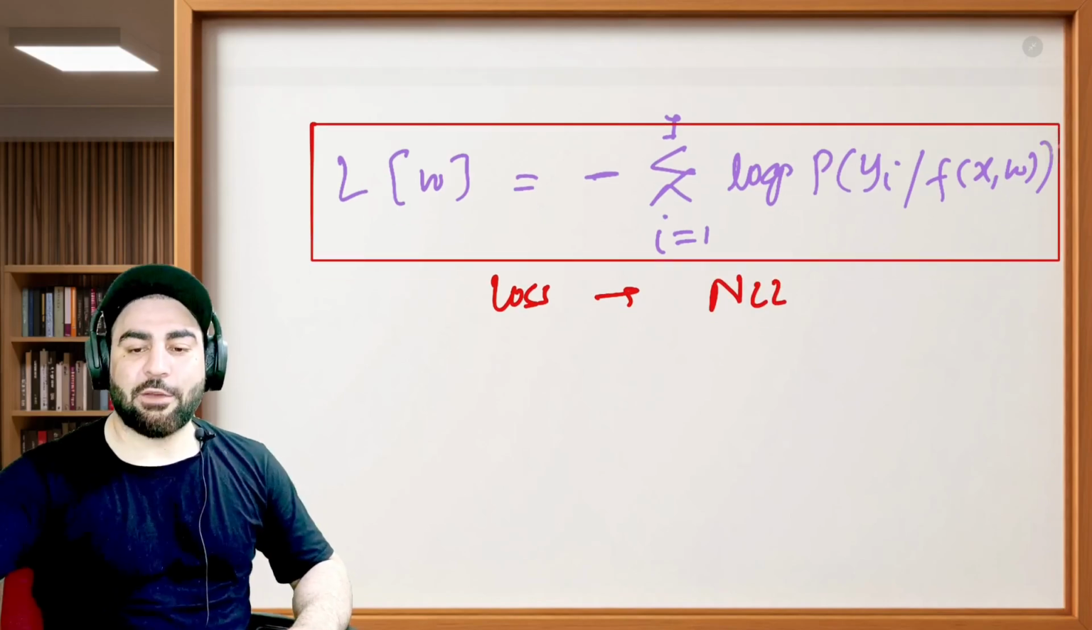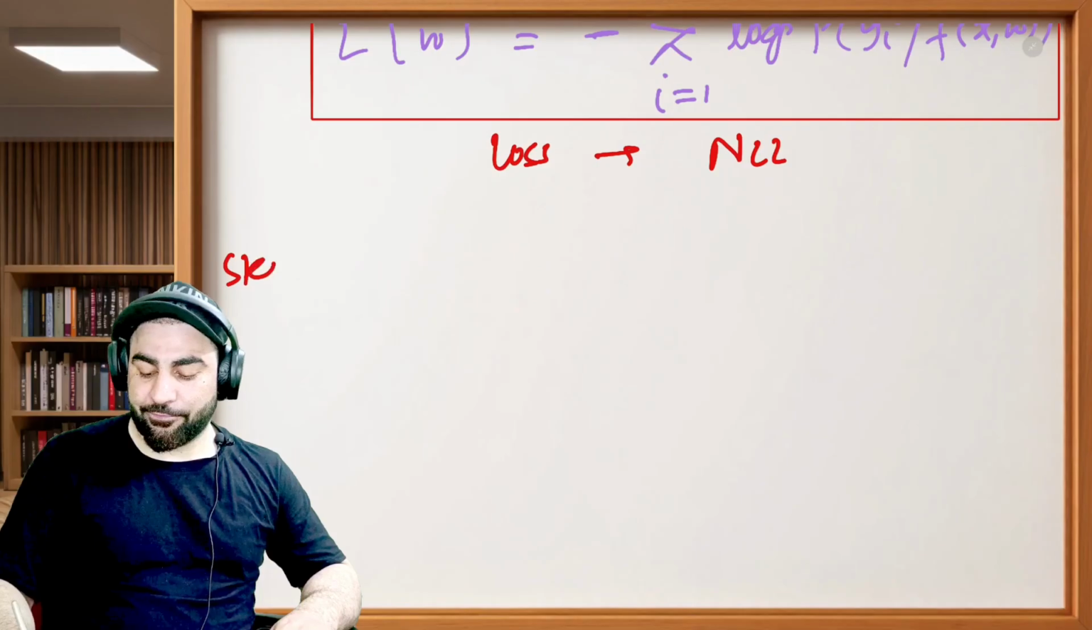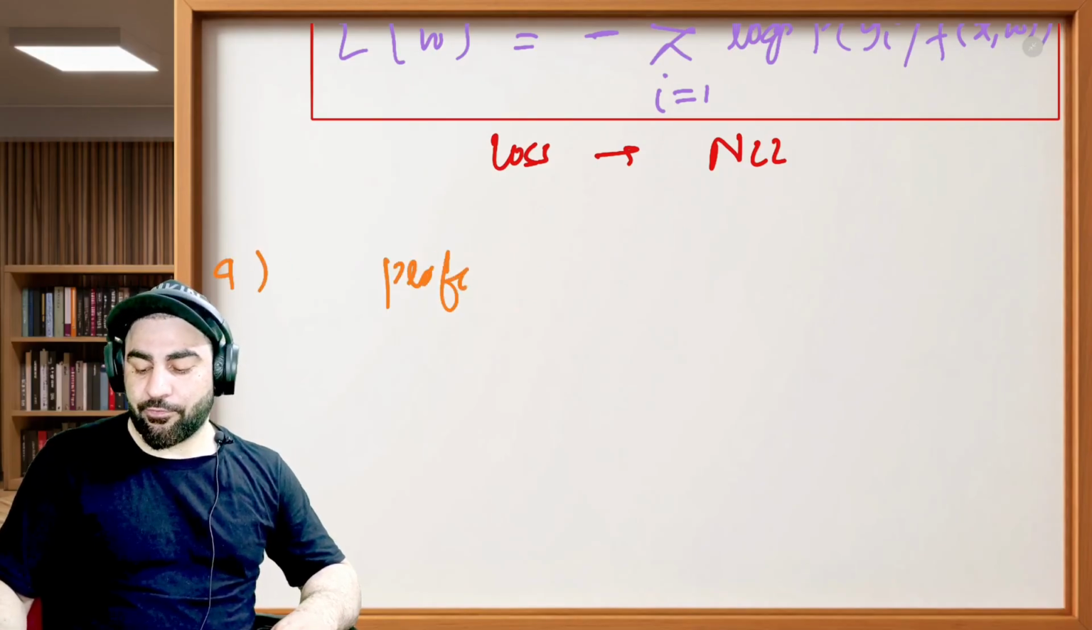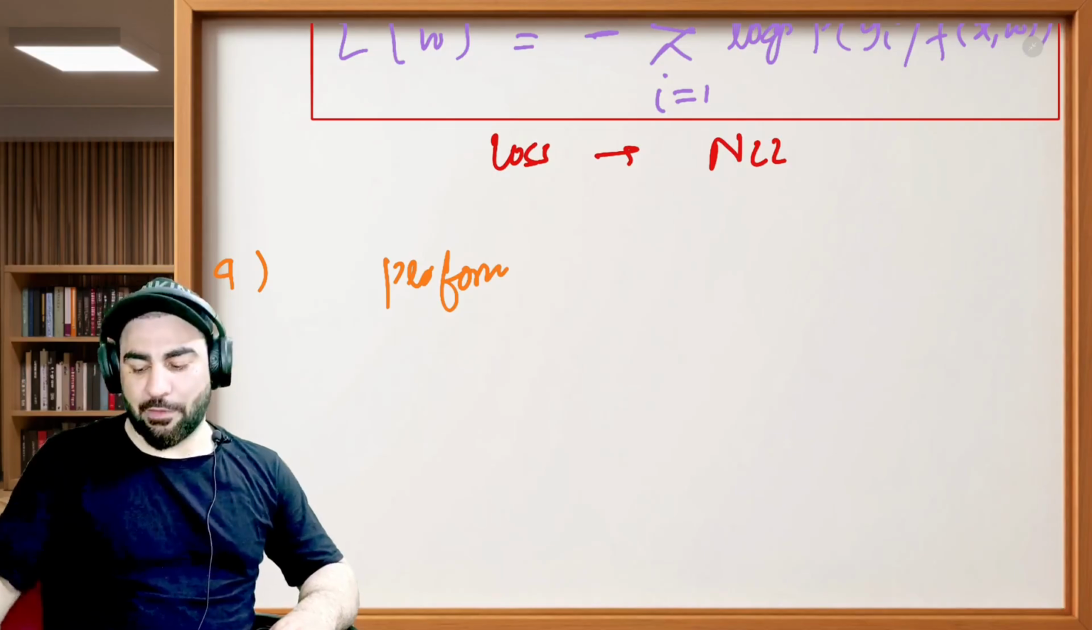And the fourth thing is, now you have to perform inference. Step four: perform the inference. Performing inference basically means doing the forward pass.